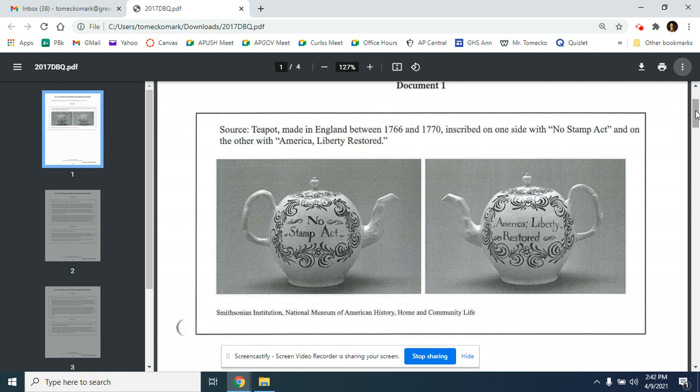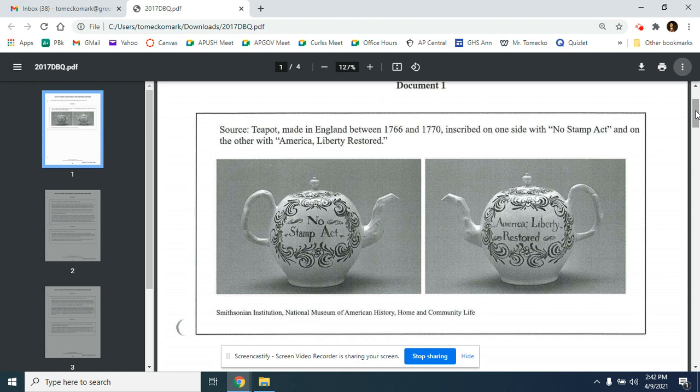Now, the teapot is obviously referencing the Stamp Act. So right there, you're like, oh yeah, the Stamp Act, that's kind of a big deal in this time period. Now, if you really know your stuff, the Stamp Act was passed in 1765. The photograph on the left showing one side of the teapot says no Stamp Act. Oh yeah, there was opposition to that Stamp Act. People didn't like it. They protested. They boycotted.